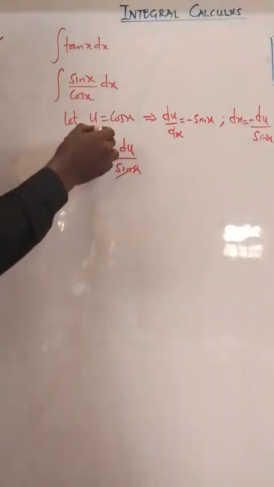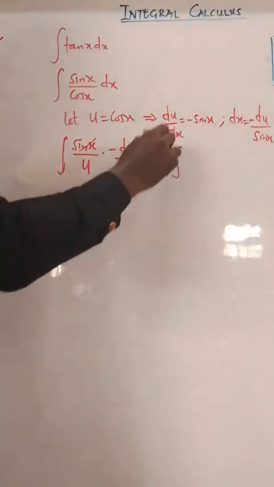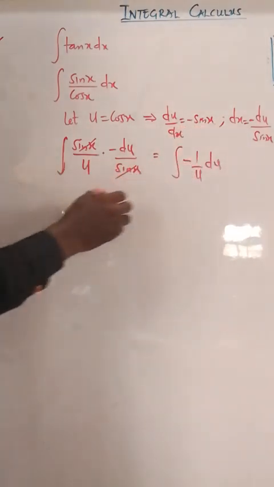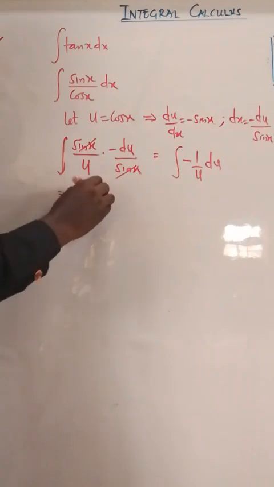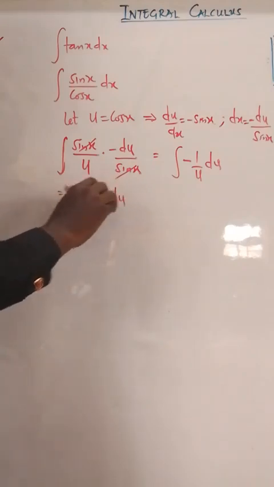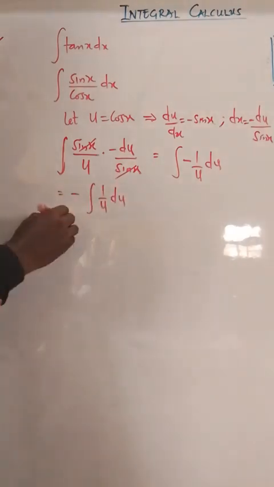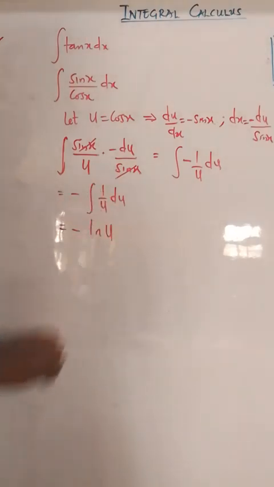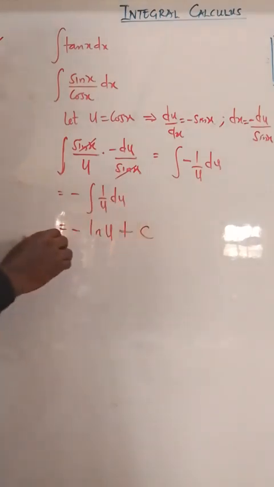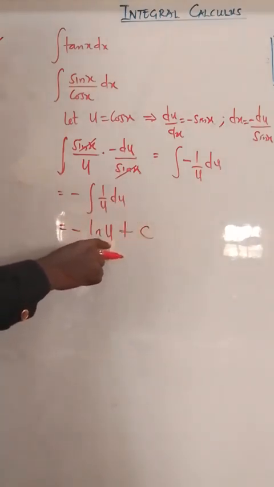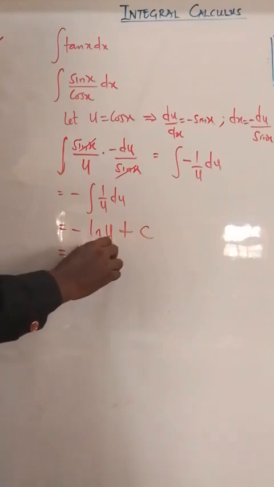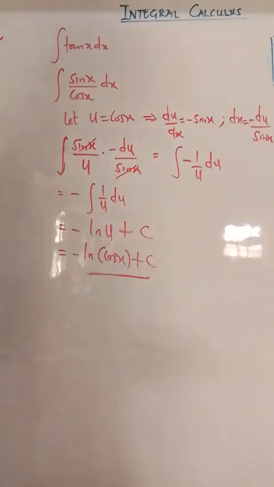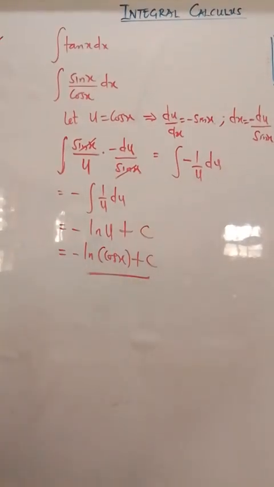So this sine x cancels this sine x. You can say the answer is the integral of minus 1 over u du, which we can also write as minus the integral of 1 over u du. What is the integral of 1 over u? ln u plus c. You now say minus ln, what is now u? cos x, plus c. The question is, is this correct? Yes, the answer is correct.